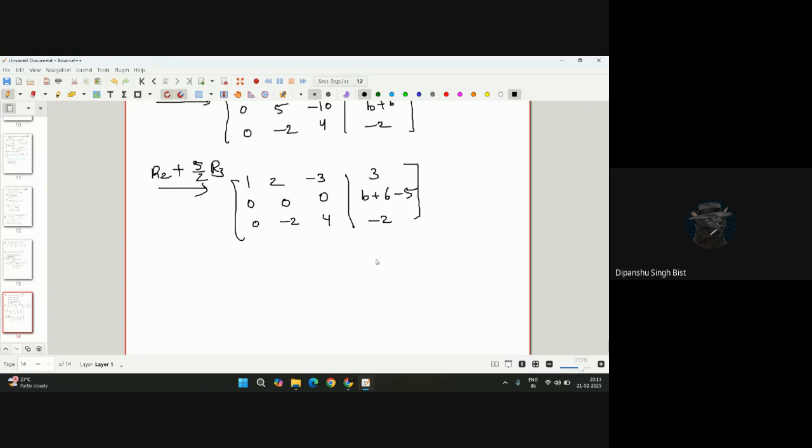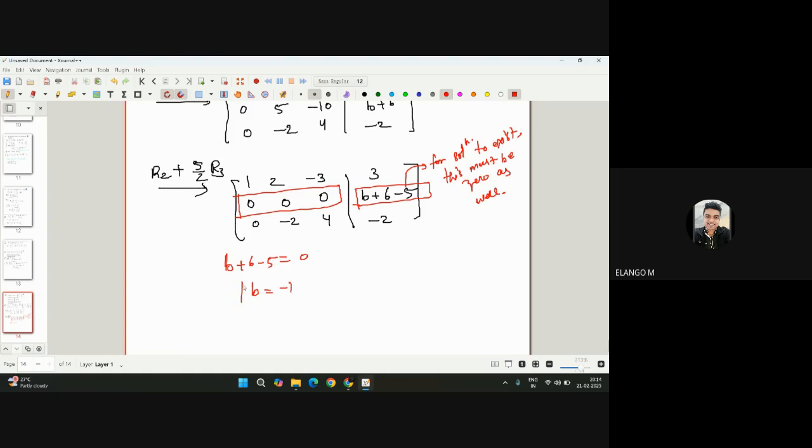So what we know, if you have a 0 row over here, for infinitely many solutions, this should be equal to 0 as well. For a solution to exist, this must be 0 as well. Otherwise, it will be a case of no solution, correct? So you write B plus 6 minus 5 equal to 0, which gives you B equal to minus 1. That's the answer.